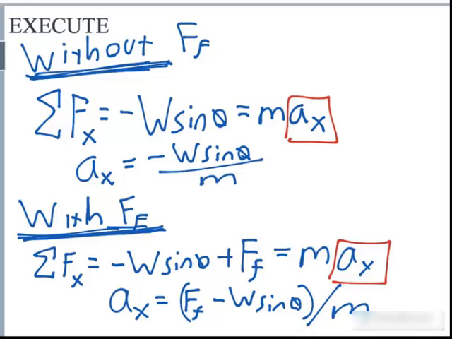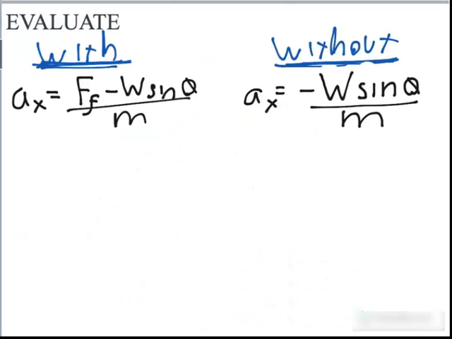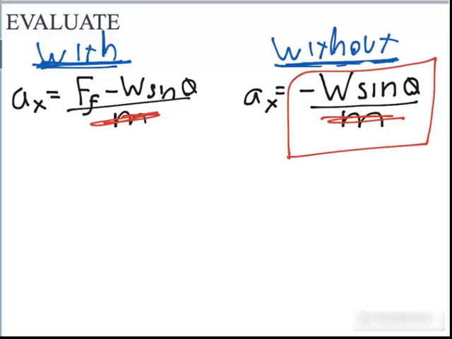Now let's go ahead and evaluate these answers to see if they make sense. Now we had, with friction, a force of friction minus the w sine theta, all over m. So let's disregard this m for now in our evaluation because they're similar to both problems. But if you think about it, if something is falling and there is nothing slowing it down, we'll have a larger value. And that's what we have over here, a negative w sine theta. On the side with friction, we are slowing down some of that value.